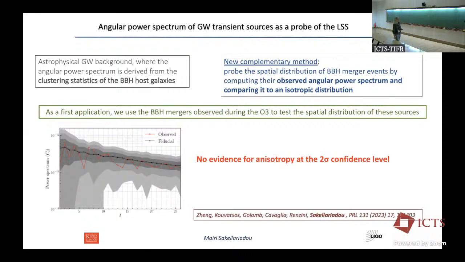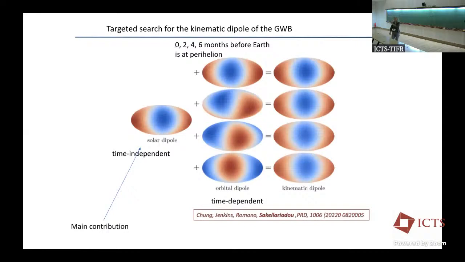Now, let me say a few things then about the kinematic dipole, because there was this discussion before. So we did the targeted search for the kinematic dipole of the gravitational wave background. So you have a contribution from the time-independent solar dipole, but you have as well a time-dependent contribution from the orbital dipole. It's the orbit of the Earth around the perihelion. This is time-dependent. This is the important contribution, but this one will make as well an influence of about 10%.